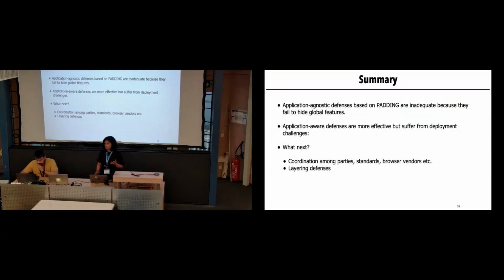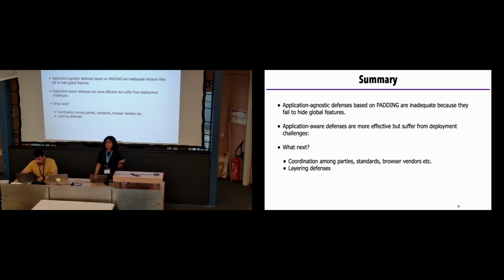So I'm going to end this talk on a negative note, essentially, because it seems like if you want to defend against website fingerprinting, if you use application-agnostic defenses, then there's a lot of overhead. But if you want to try application-aware defenses, then you need coordination of a large number of parties, and this is almost impossible with how the internet is structured now.